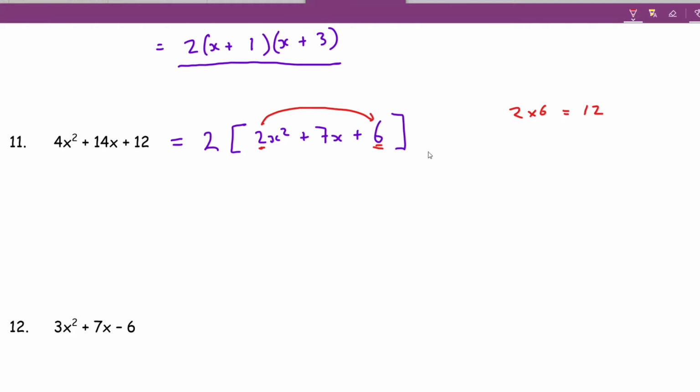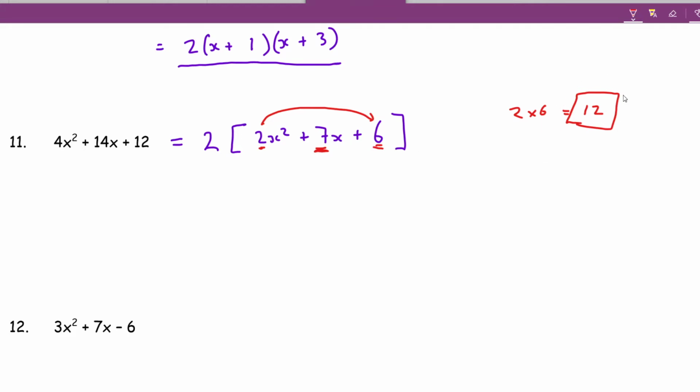I now need two numbers which will... so now I've got 2 times 6 is 12. So I need to replace this by timesing it out to make 5. Okay, so I've got the number 12. What I need to do is think of two numbers which times together to make 12 and add together to make 7.